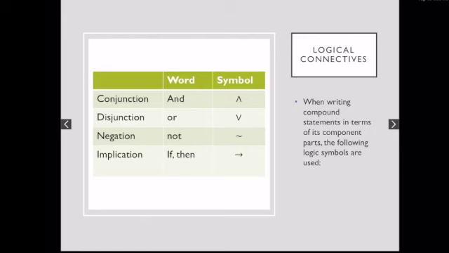All right, so we can use logical connectives, the symbols for them, to combine our simple statements, okay? So when we're writing our compound statements in terms of their component parts, so their variables, we're going to use the following symbols. So I use this upside down V for and. We call that a conjunction because we're joining things together. We use a V for or, right? We call it a disjunction. Negation, we use this tilde sign for not. And implication, that's when we say if then and we use a forward arrow.